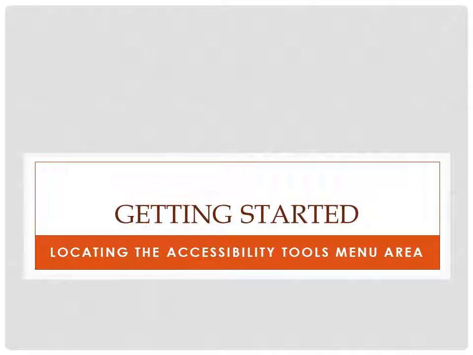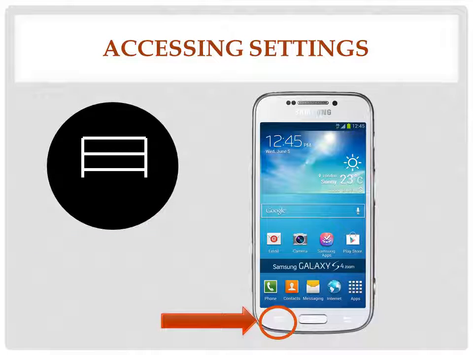Let's get started. The first thing you will need to know is how to access the menu. Press the lower left-hand side of the device to access the settings menu. This button lights up when the phone is being used and looks like a sheet of paper with lines on it. I have included a circle and arrow to show the area you need to press.